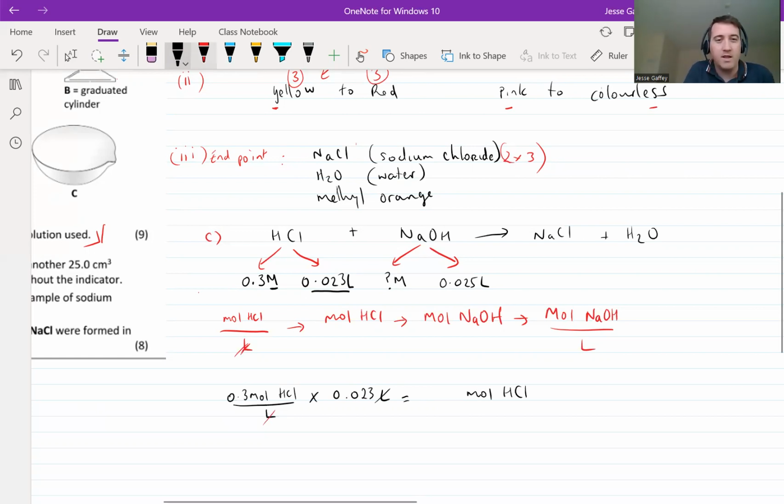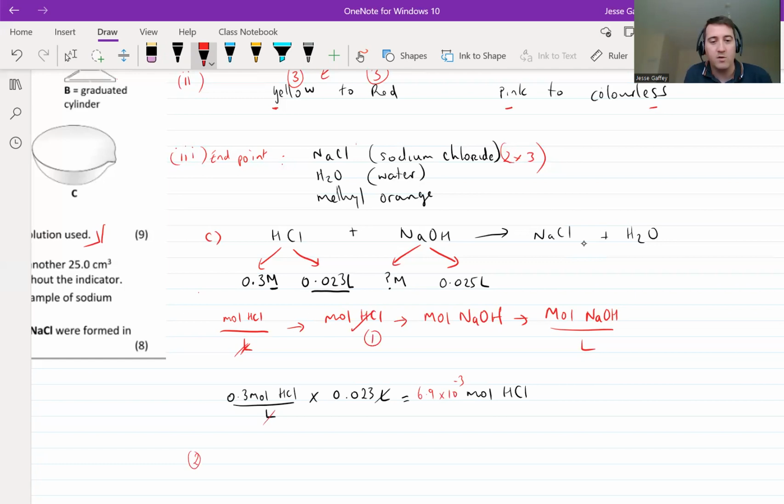And that's going to get me to this part of my reaction. All right, so what you should have had here is 0.3 times 0.023. And that's going to give me 6.9 by 10 to the minus 3 moles of HCl. All right, so I'm going to say that that's part 1. And then part 2 we're going to do on the next line.